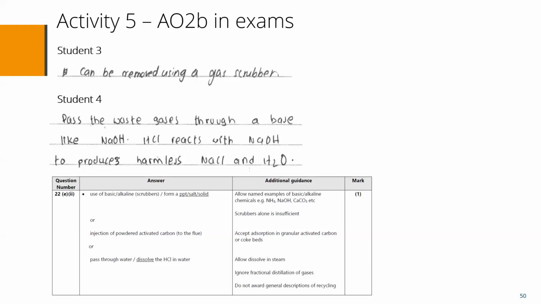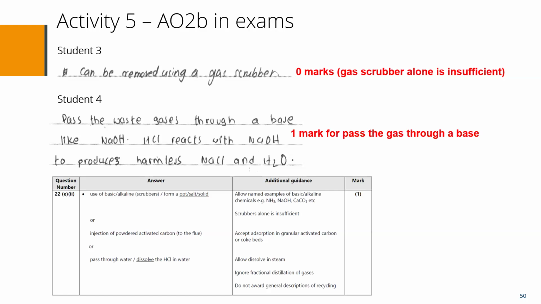The additional guidance says scrubbers alone is insufficient, so no marks. Second one: put the waste gases through a base like sodium hydroxide. The HCl reacts with sodium hydroxide. The additional guidance says a named alkali, but they've said base anyway. So 1 mark for pass the gas through a base.